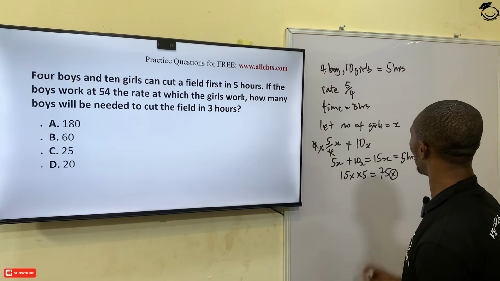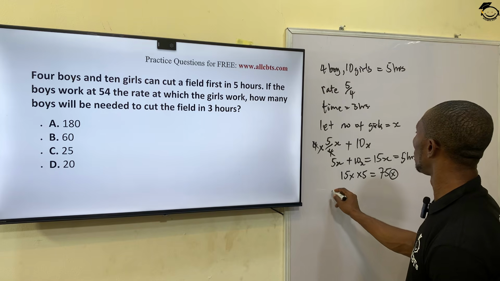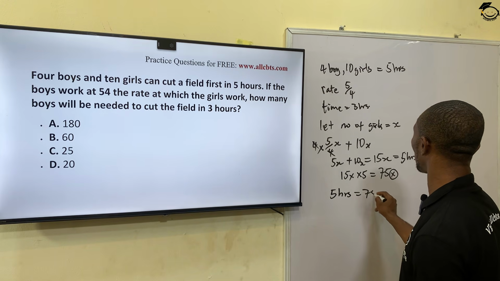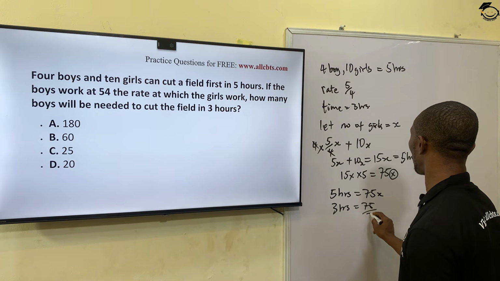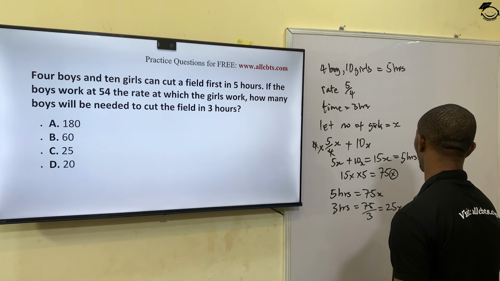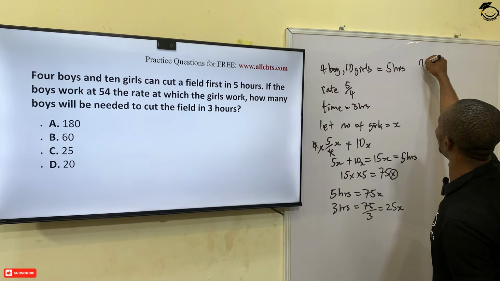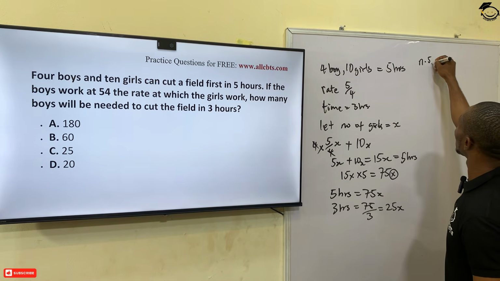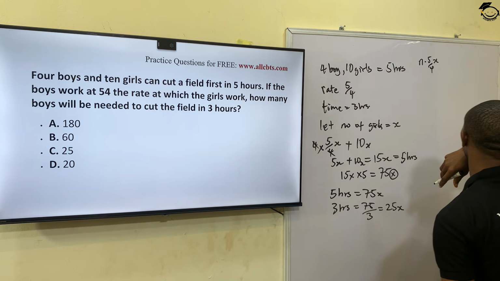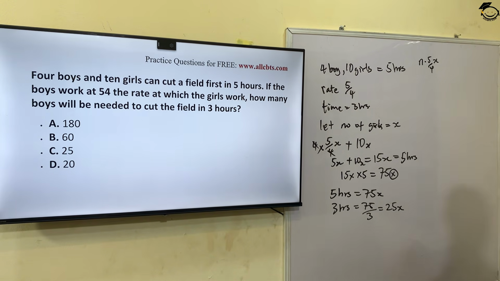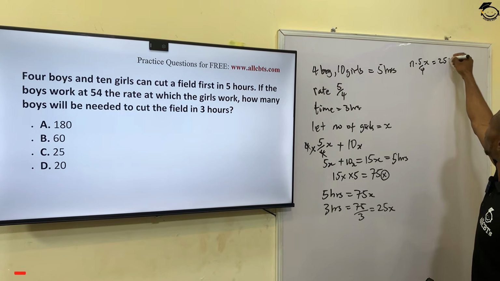So from here, let's look at calculating that of 3 hours. If 5 hours will give us 75x, that means 3 hours will give us 75 divided by 3, which gives us 25x. Now back to our question, where we have the number of boys working at this rate of the girls, plus the number of girls there, would give us 25.